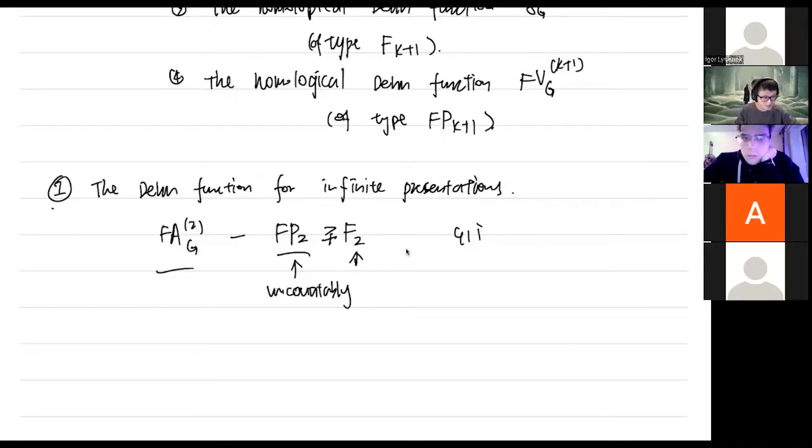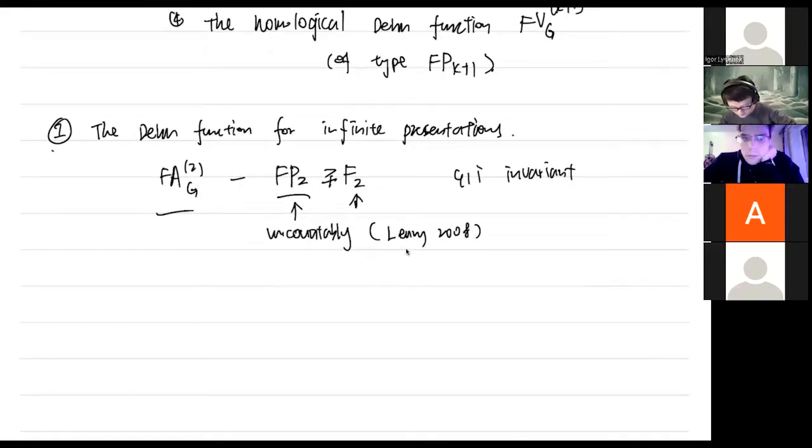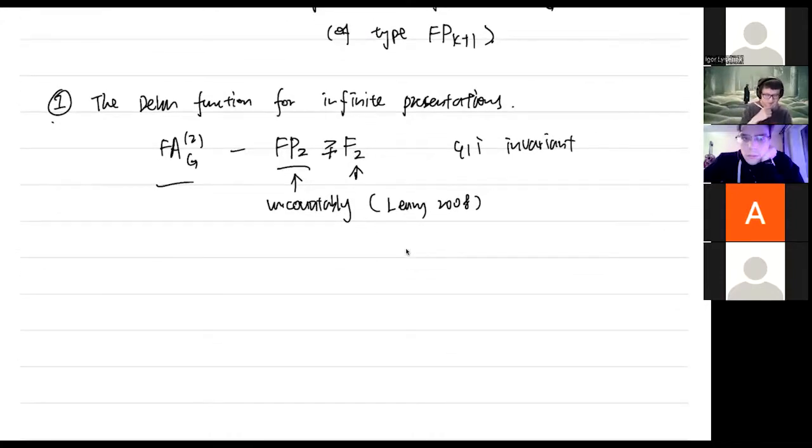But the uncountability of FP2 was proved by Leary, I think in 2008 or 9. This Dehn function is called a metric invariant, which behaves nicely under quasi-isometries. But the catch is this notion does not preserve the solvability of the word problem, which is one important aspect of the ordinary Dehn function.